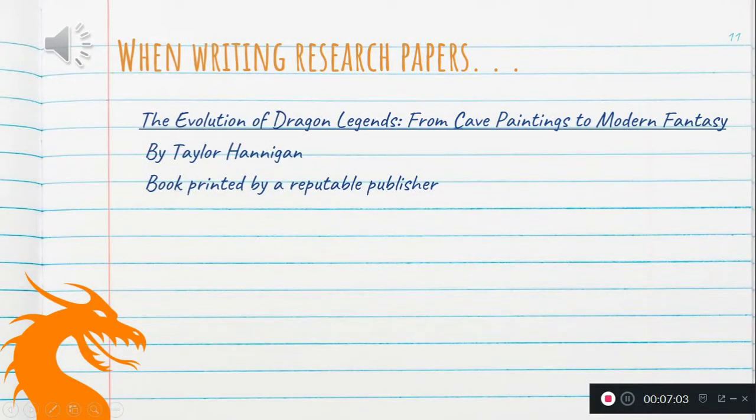Remember that the source we chose was called The Evolution of Dragon Legends, From Cave Paintings to Modern Fantasy. It was written by Taylor Hannigan and was printed by a reputable publisher, so it's a good source, and it's very topical to what we've chosen to write our paper about, which is dragon lore and how that's evolved in different cultures. So let's open this source and find some points of information inside it and see what it is that is relevant to our paper. How can we analyze this big source into smaller pieces of information?